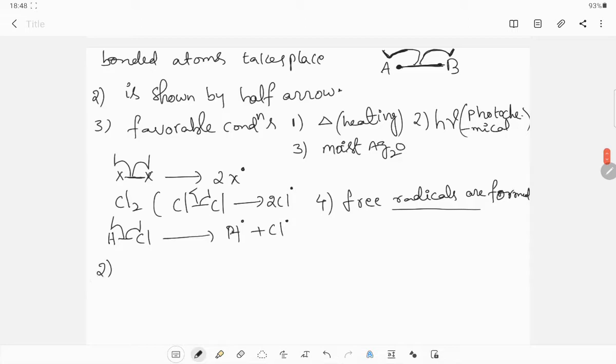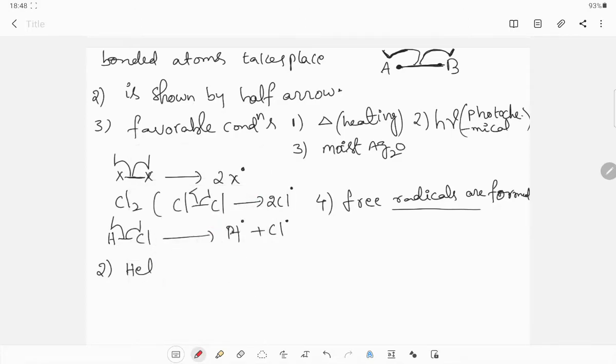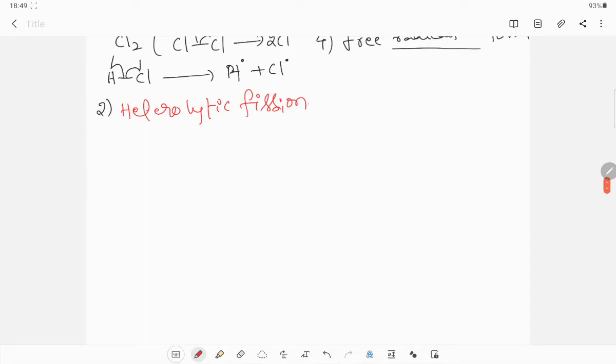Now the second type of cleavage is heterolytic fission. Here also we need to observe three or four points. In homolytic fission, equal sharing of electrons takes place, but here unequal sharing of bonding electrons to the bonded atoms takes place.